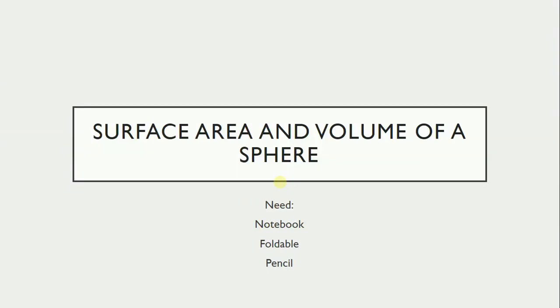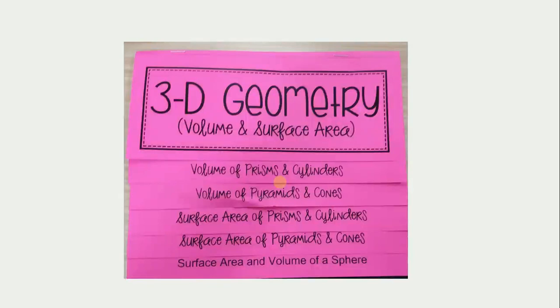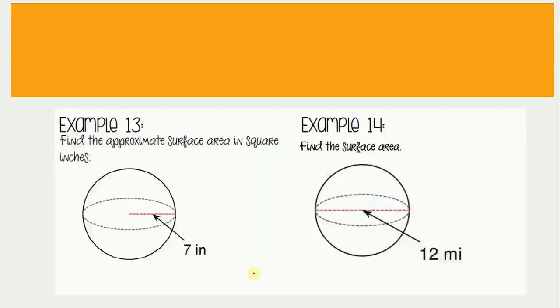So today we're going to talk about surface area and volume of a sphere. What you're going to want to have on you is your notebook, that foldable, this is the last day of that foldable, and then a pencil as well. You're going to want to be on the last thing right here, surface area and volume of a sphere.